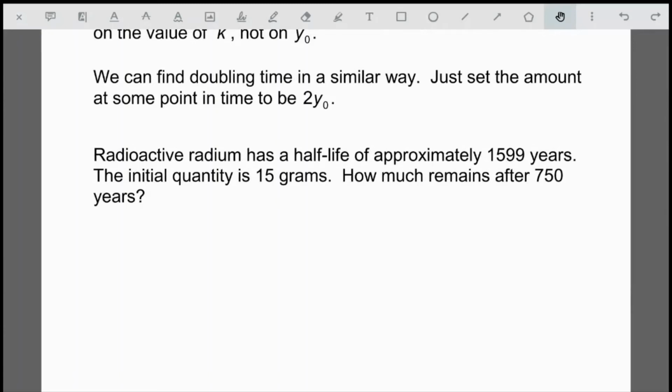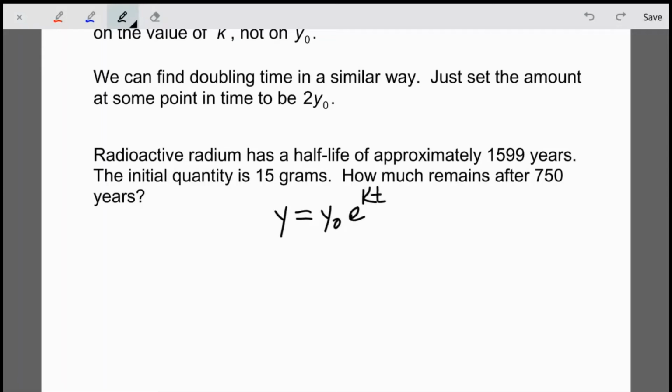It says radioactive radium has a half-life of approximately 1,599 years. The initial quantity is 15 grams. How much remains after 750 years? This is essentially an algebra problem. And the reason it's essentially an algebra problem is because it's radioactive decay, you know you're starting from this solution curve. So you don't have to go through and set up the differential equation and solve it. You can just start from that solution curve.